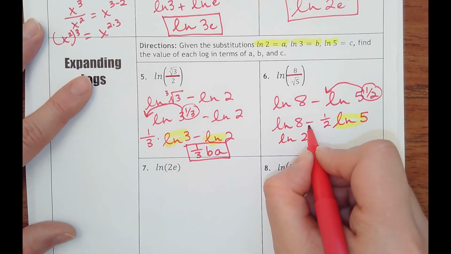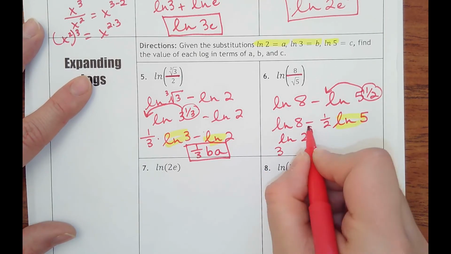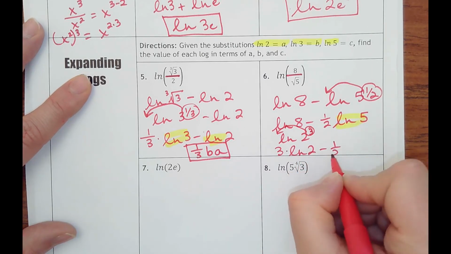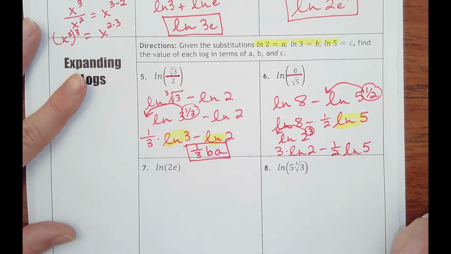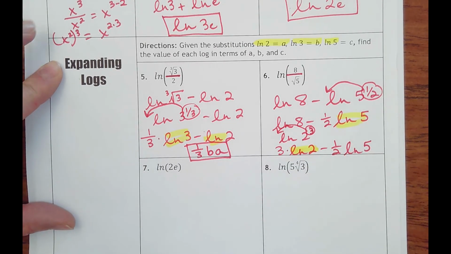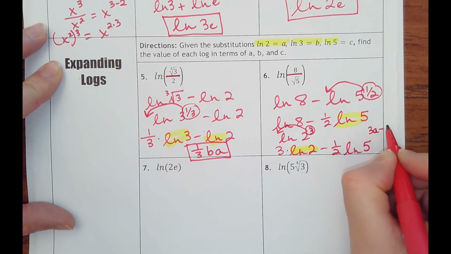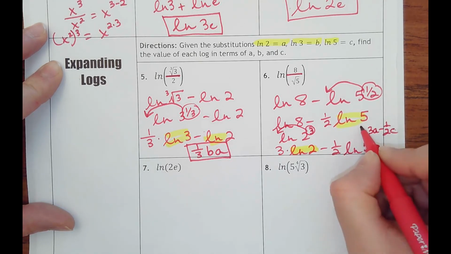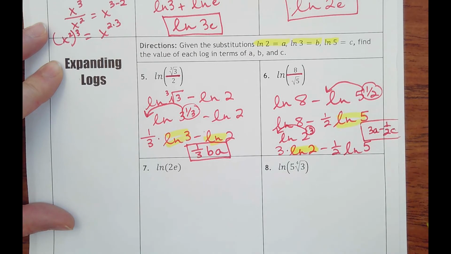So then that would really be 3 times natural log of 2 minus 1/2 natural log of 5, and then replace. So natural log of 2 was a, so it'd be 3a minus 1/2, and natural log of 5 was c. 3a minus 1/2 c.